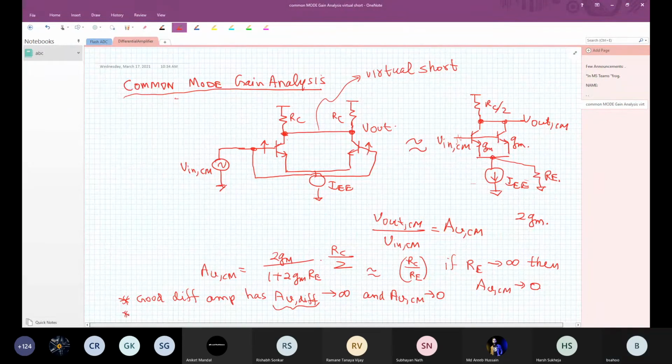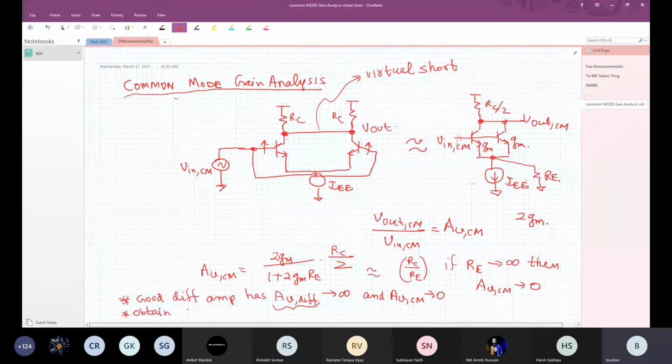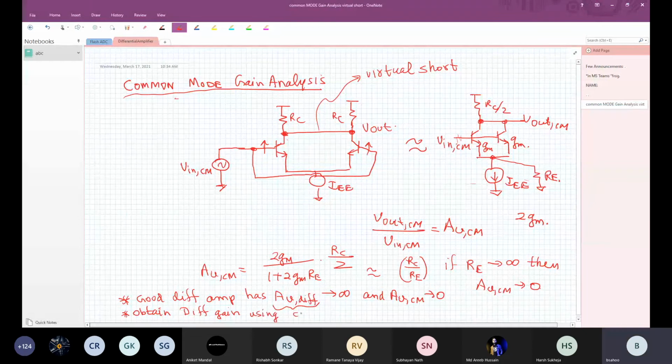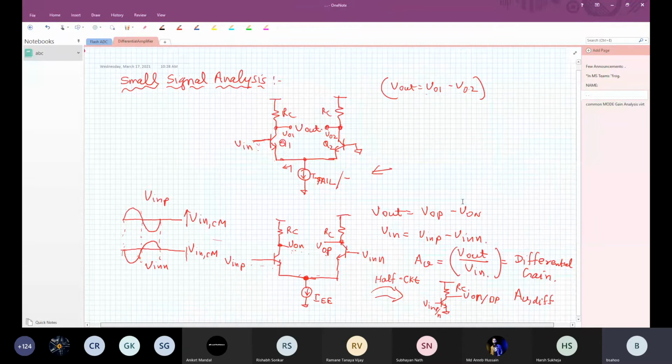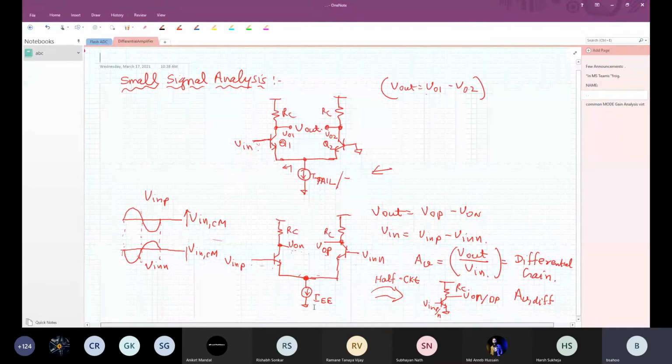Obtain the differential gain using the concept of half circuit. That means you find out which node is an AC ground in the half circuit. So in this case, the AC ground.